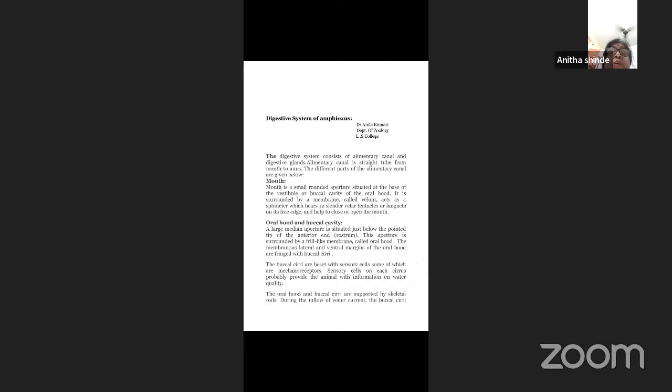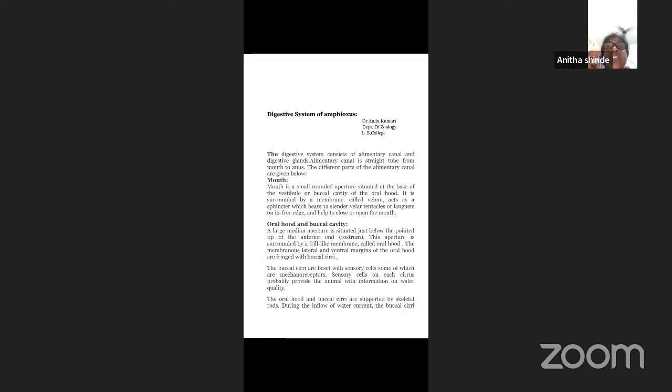Okay, students, now we will go with the digestive system of amphioxus. You all know the digestive system is nothing but the alimentary canal. It consists of the alimentary canal as well as the digestive glands. The alimentary canal of amphioxus is a very straight tube running from the mouth to the anus. The different parts are the mouth, the oral hood, and the buccal cavity. Now, the first is the mouth.